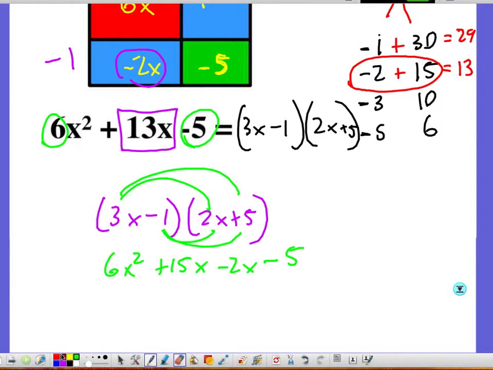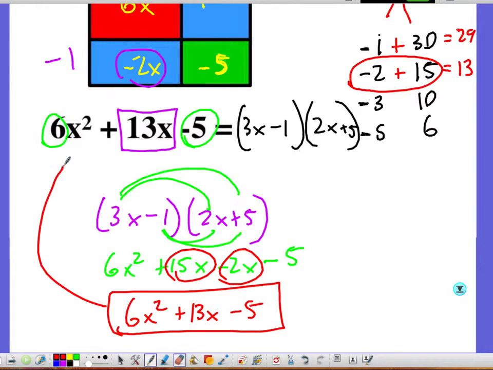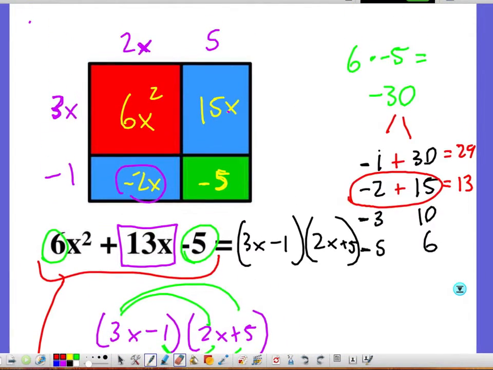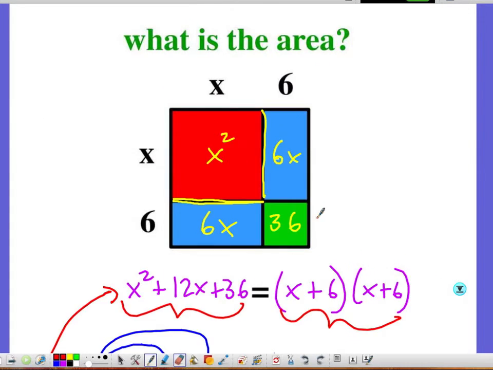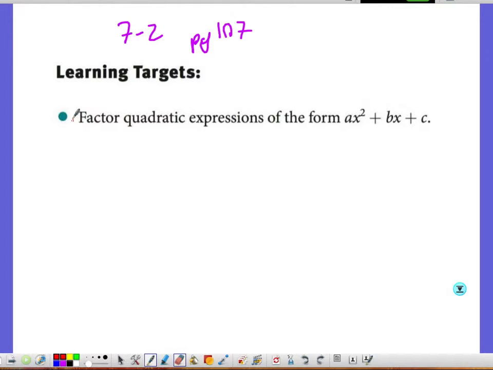Let's combine like terms. So we have 6x squared, 15x minus 2x is 13x, minus 5. There you go, ladies and gentlemen. Exactly what we have here. So we have 3x minus 1 times 2x plus 5. We worked backwards. We started with the quadratic equation and we factored it to get our two parentheses. So that is what we did here. We factored a quadratic expression of the form ax squared plus bx plus c.